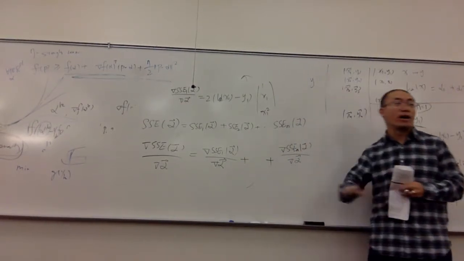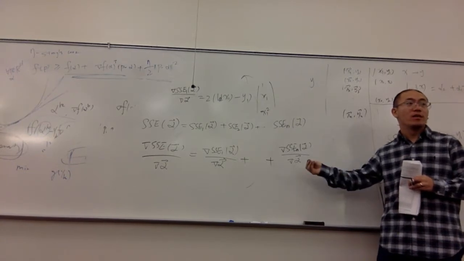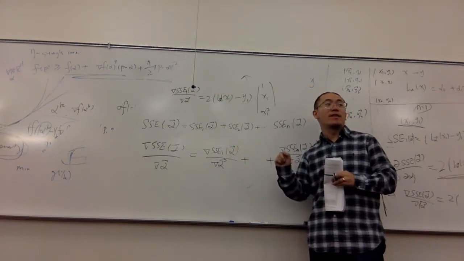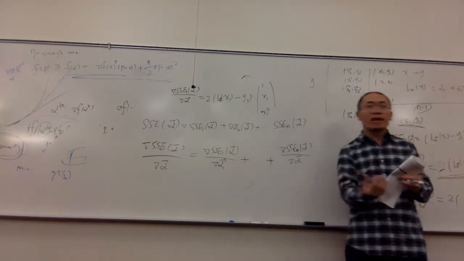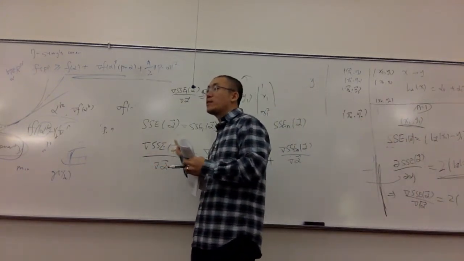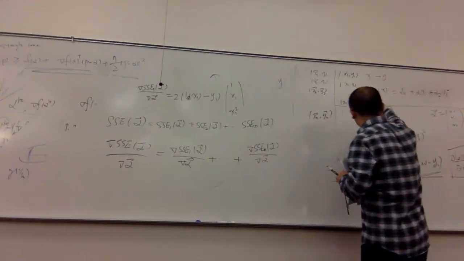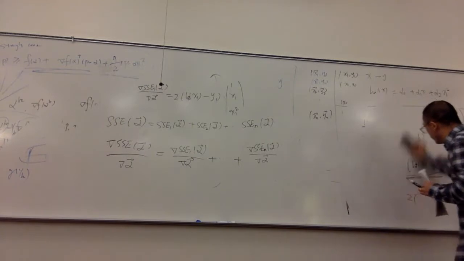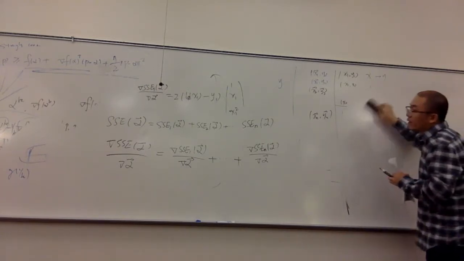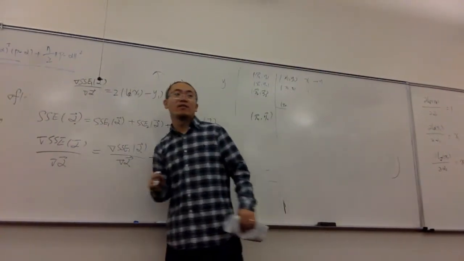That means we need to compute n times. For each instance, we need to compute the gradient of its associated SSE, right? And finally, we add them together, we end up with our full gradient of the SSE. And now we can use gradient descent to minimize our SSE to find out the best alpha, right?